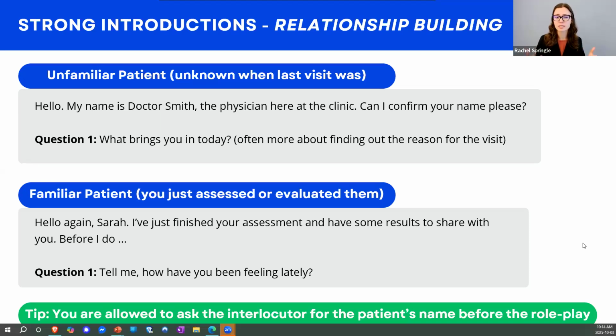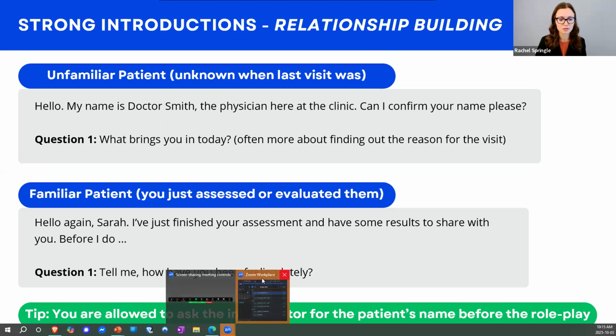In terms of how you're assessed on this, be careful that you're adapting your introduction for the right type of patient. If you don't show the awareness of the context, the examiner is checking if this is an appropriate introduction. So it will impact your relationship building score if you're not aware of what your familiarity is right now with the patient. Awesome. So that's the first one there. Let's keep going.